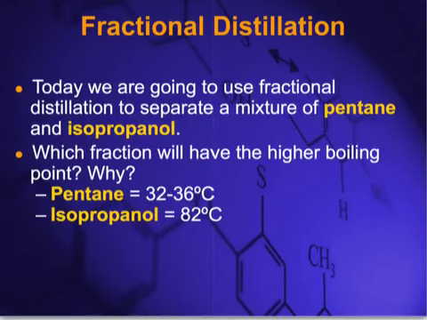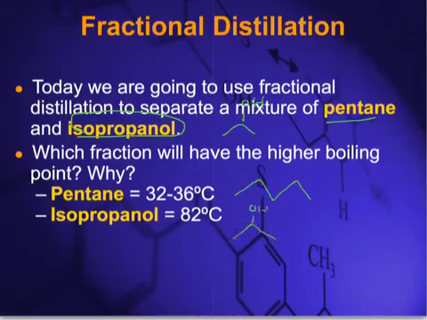The demo we're going to do today is a fractional distillation of a mixture containing pentane and isopropanol. Isopropanol is a common term for a 3-carbon compound with an OH group attached to the middle carbon. We're going to predict first of all which of these will have a higher boiling point. Pentane, as you recall, is an alkane with 5 carbon atoms, and isopropanol, as we just mentioned, is a 3-carbon compound with an OH in the middle.